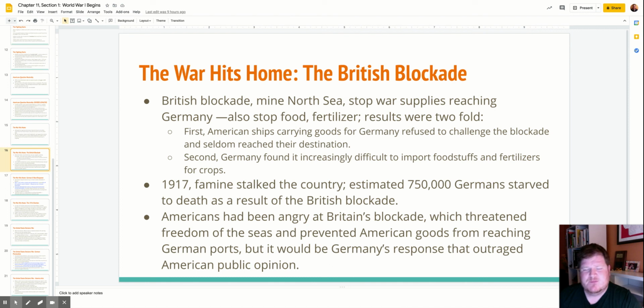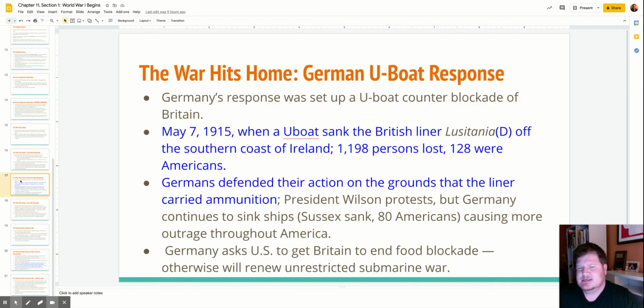Americans had been angry at the British blockade because a lot of Americans are like, hey, don't put us in a situation where you're going to make the Germans mad, because it also prevented American goods from reaching German ports. But we see that Germany's response to all this is ultimately going to switch sides, and we see what happens is Germany's response.